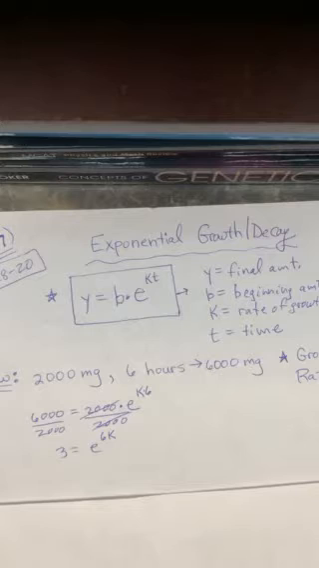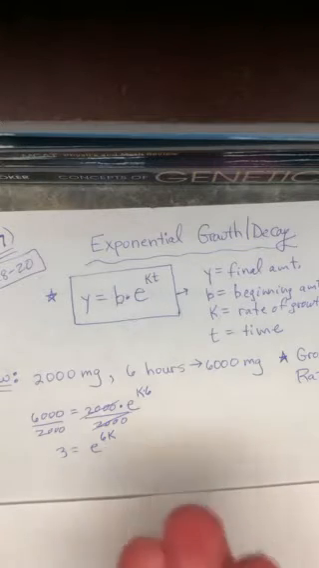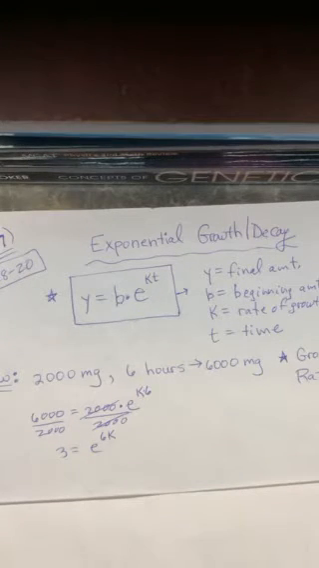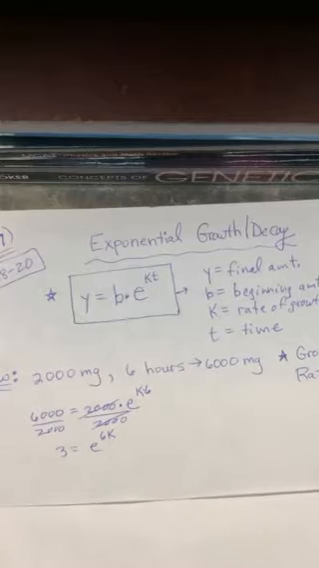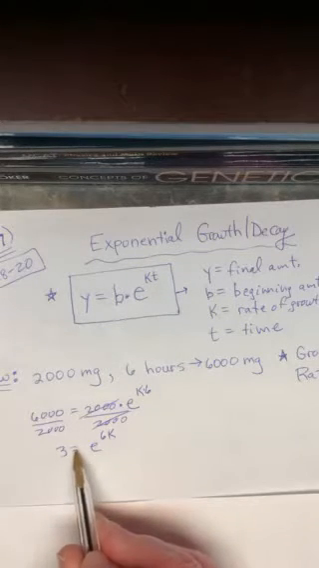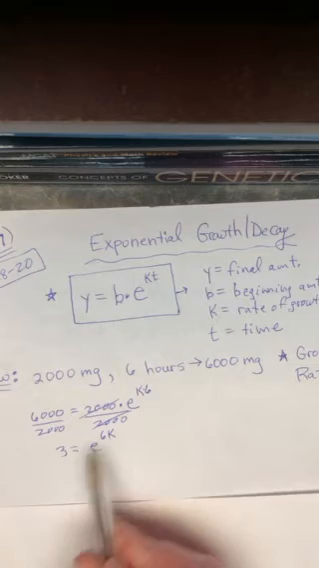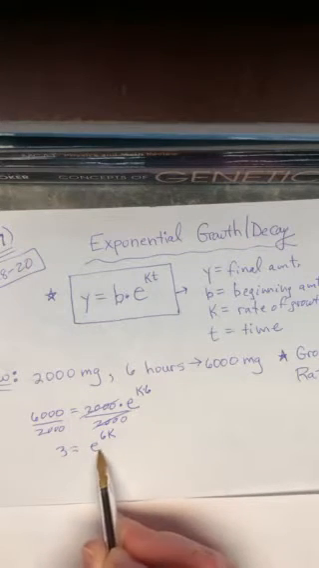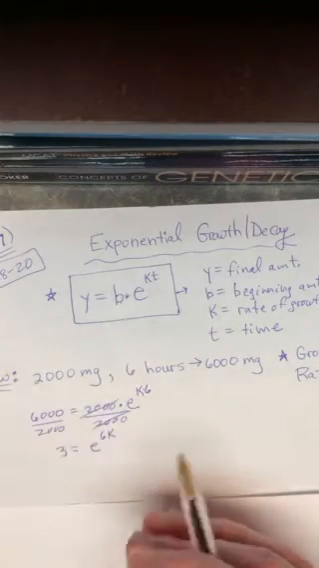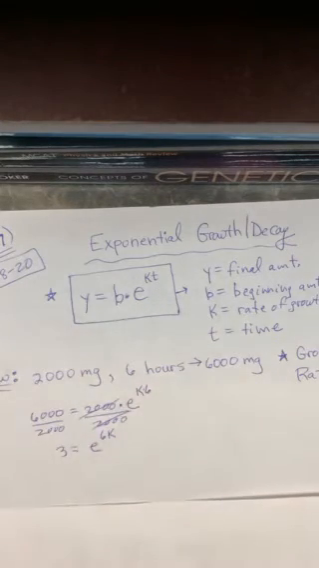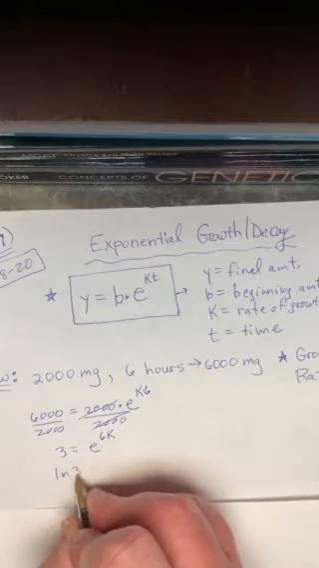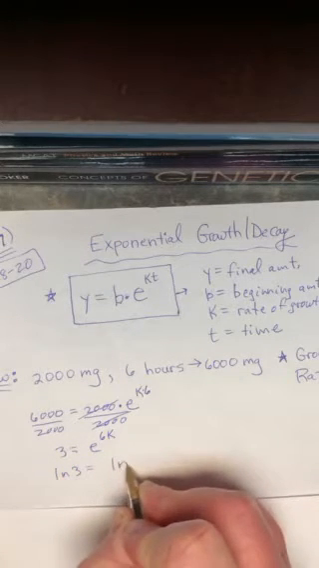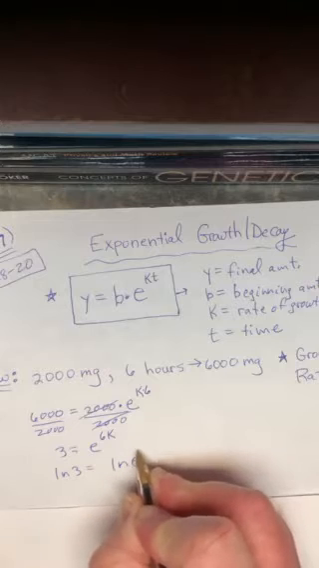Well, isn't that what we just spent 2, 3, 4 days on, solving exponential equations? When in doubt, log it out. Every time you're solving an equation with a missing exponent, you're supposed to log both sides. Since there's an e involved in this formula, of course, we're going to ln. We're going to natural log both sides. So I've got ln of 3 equals the ln of e to the 6k.